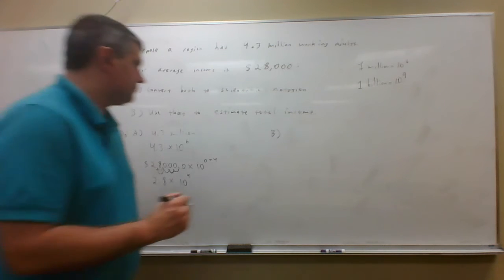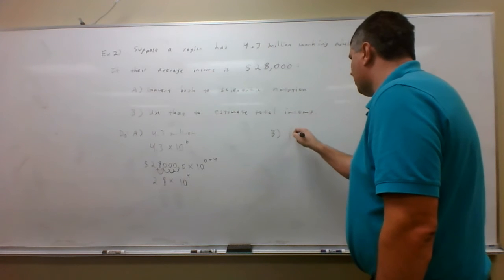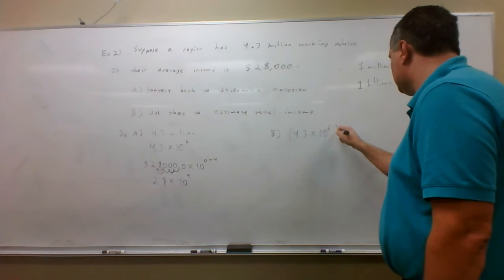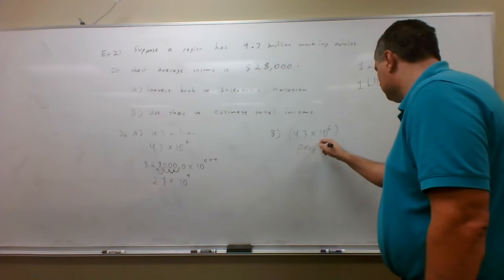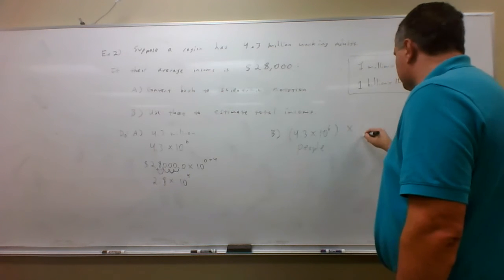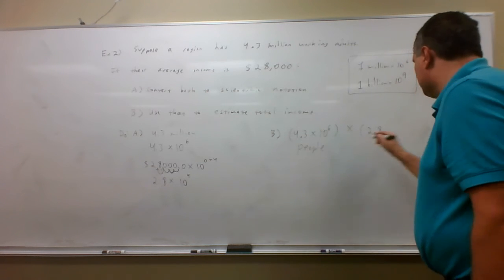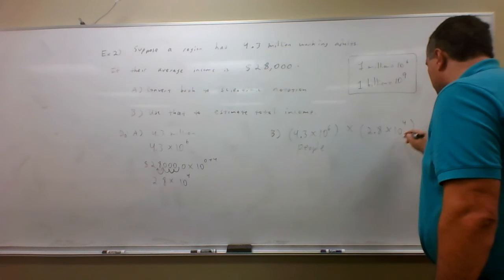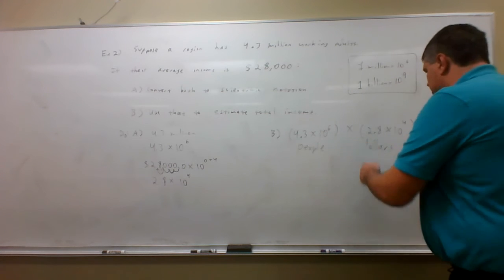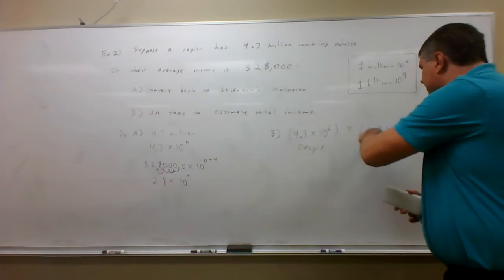So, use that to estimate total income. So 4.3 times 10 to the 6th people times 2.8 times 10 to the 4th dollars. So I'm going to multiply the decimal part. So 4.3 times 2.8.